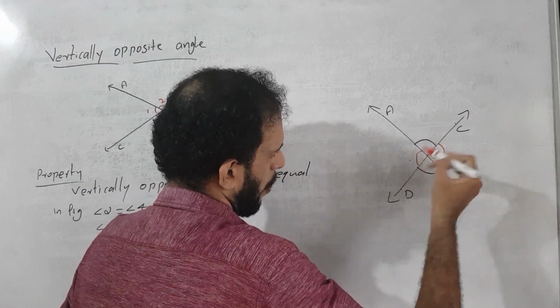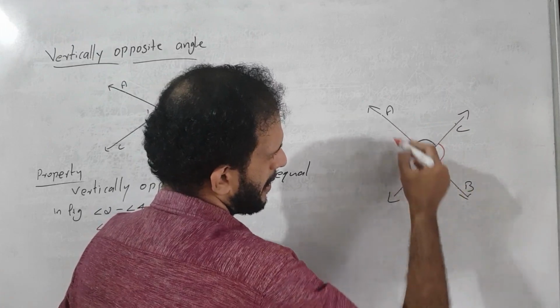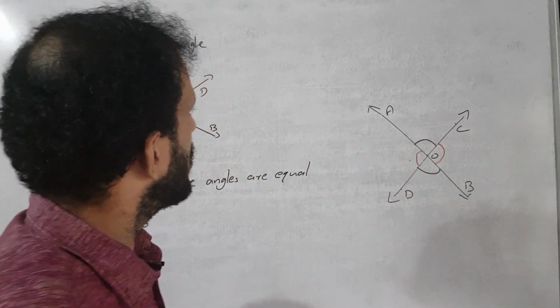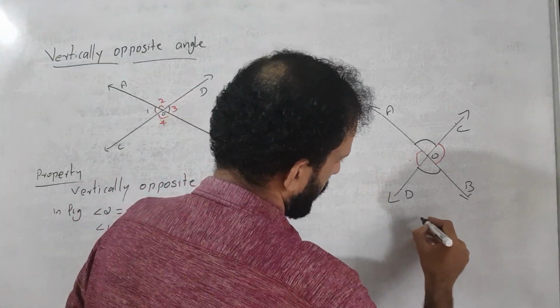Then these two are vertically opposite angles. What are they? COB and AOD. Okay, then I think you got it, the idea. Then we listen once again.